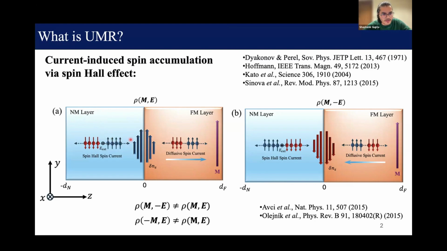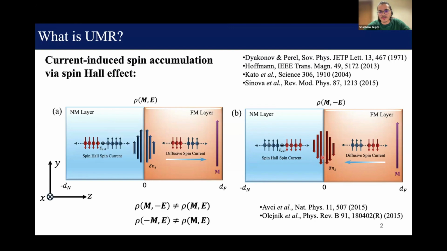Because of this spin polarization, we have spin accumulation at the interface, and this spin accumulation starts leaking into the ferromagnetic layer. Then we also have a diffusive spin current into the ferromagnetic layer. This diffusive spin current affects the charge current in the ferromagnetic layer. Now if we change the direction of the electric field, the direction of the spin current will also change, and so will the direction of the spin accumulation.